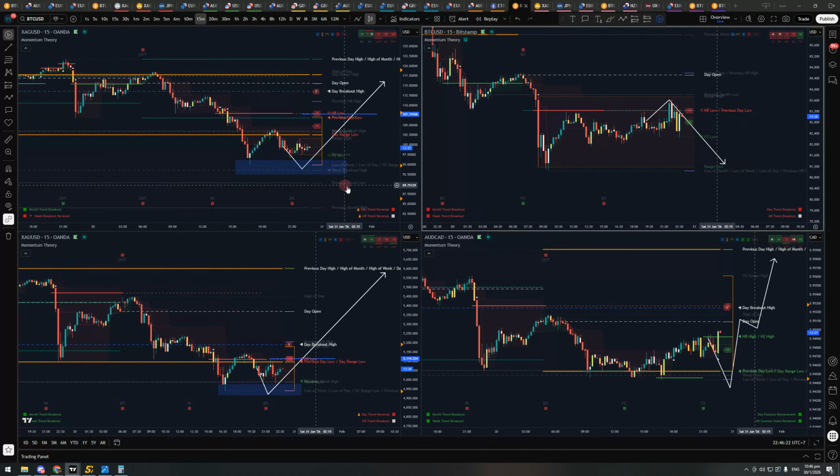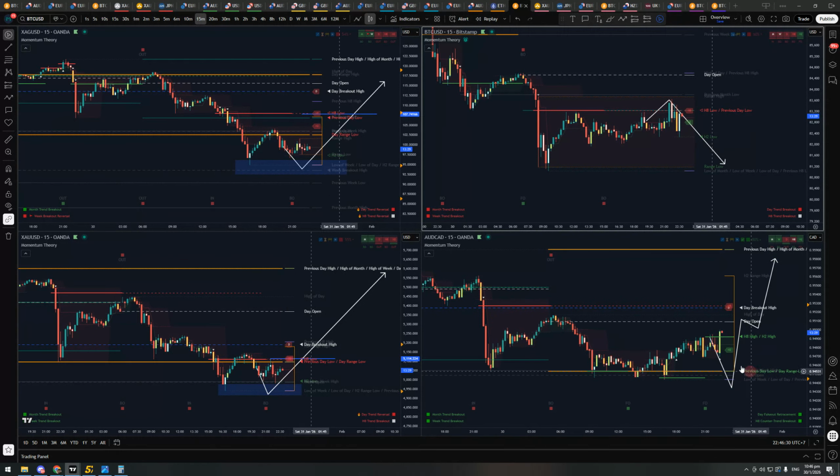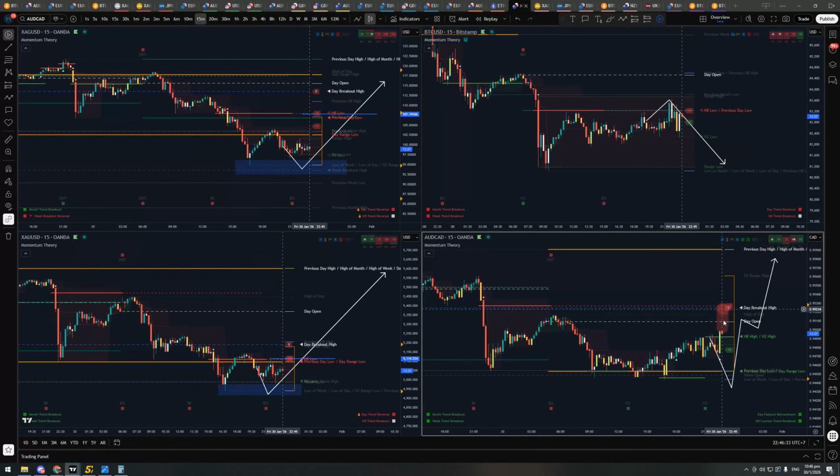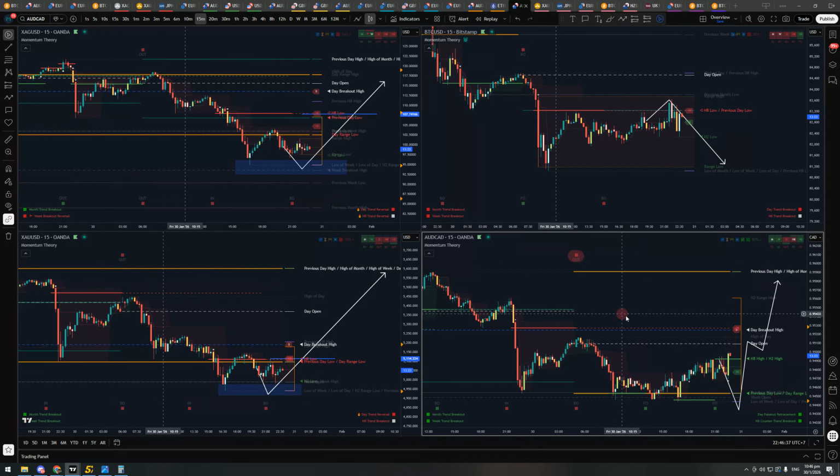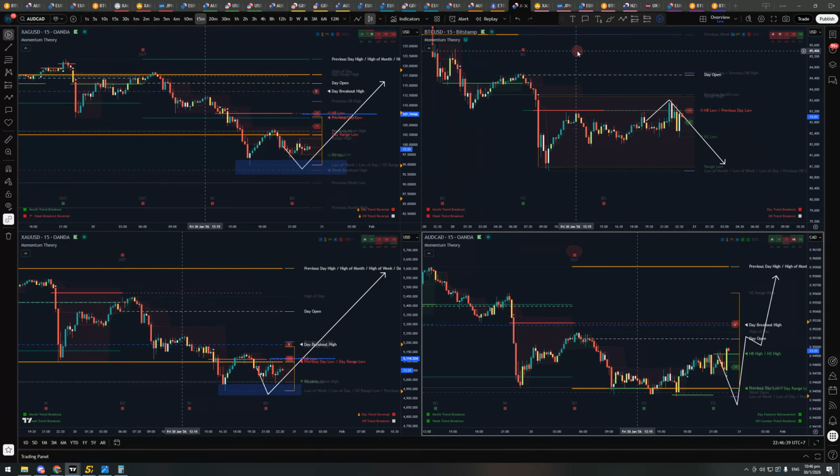Okay, New York session done. Nothing set up here. Silver never came down. Gold never came down. Aussie CAD also never faked out. It is breaking out above the high, but too close to that breakout level. Didn't like that outside bar anyway, so no setup here.